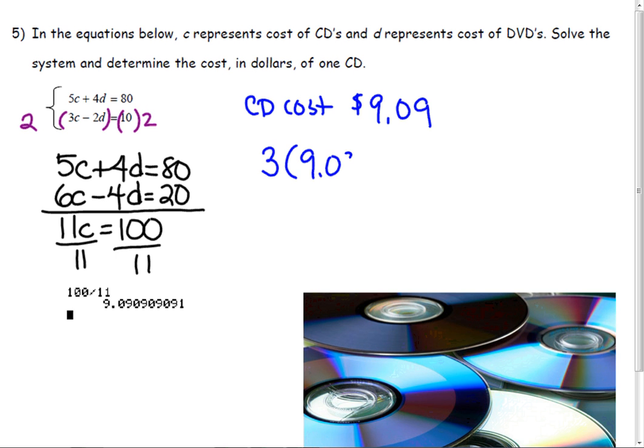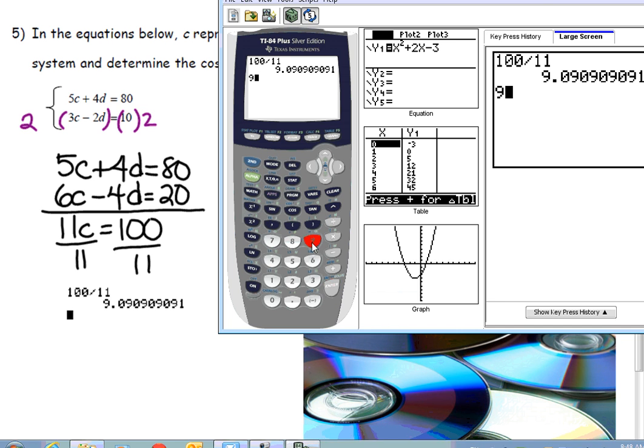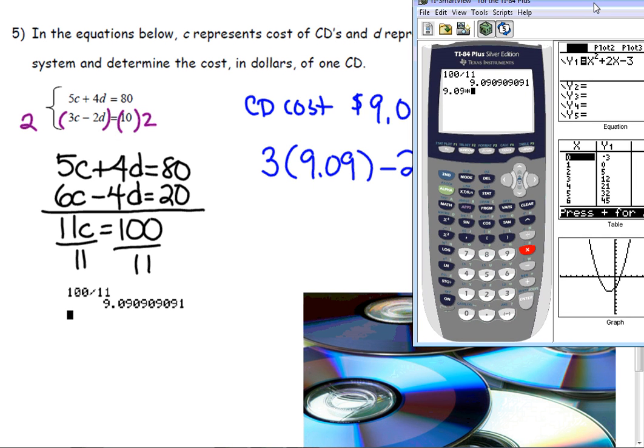9.09 minus 2D equals 10. You want me to take the top one? It doesn't matter. Numbers were smaller. Okay, so if I want to be exact, I'm going to use the 9.09. 9.09 times, what was it? 3. Oh, I could have done that without a calculator.